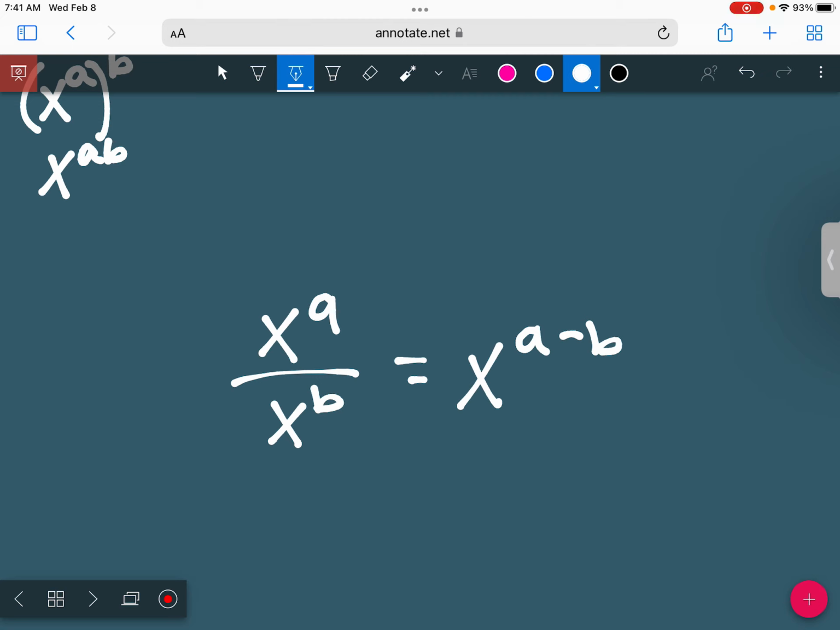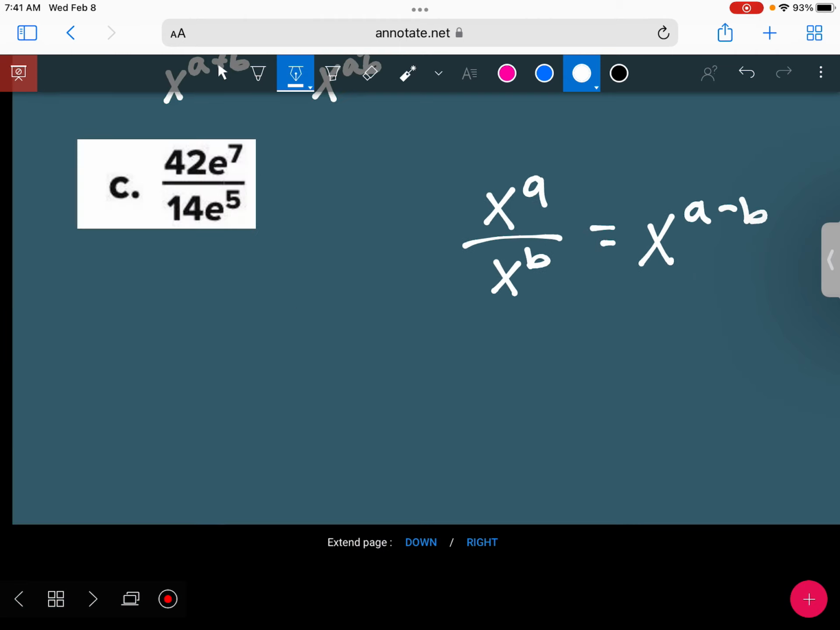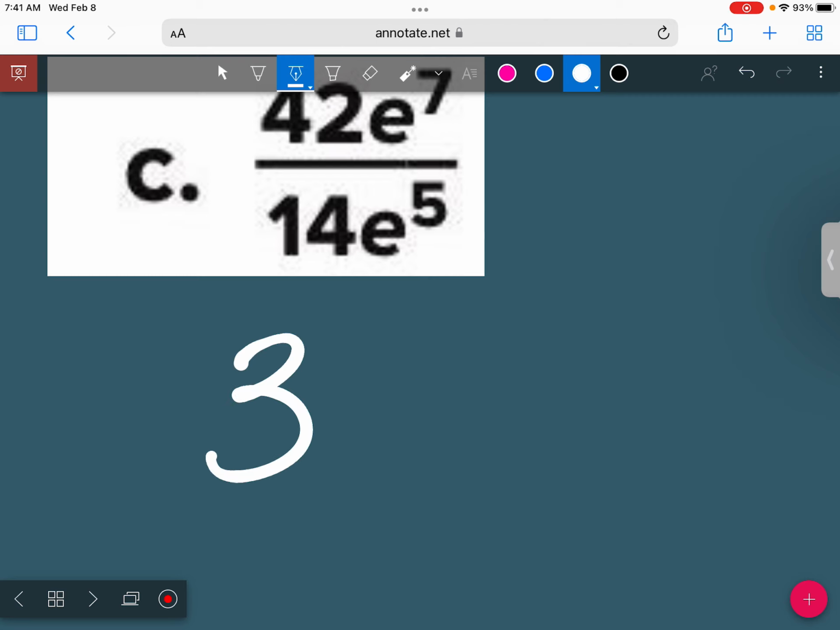Is 42 divisible by 14? I actually don't know. My brain's not thinking. That's right. I did know that, but I just wasn't sure if we got an even number. What is 42 divided by 14? 3. Yep. And then e to the 7th divided by e to the 5th, what do you get? E to the 2nd. All right? Make sense? Everyone good with this?